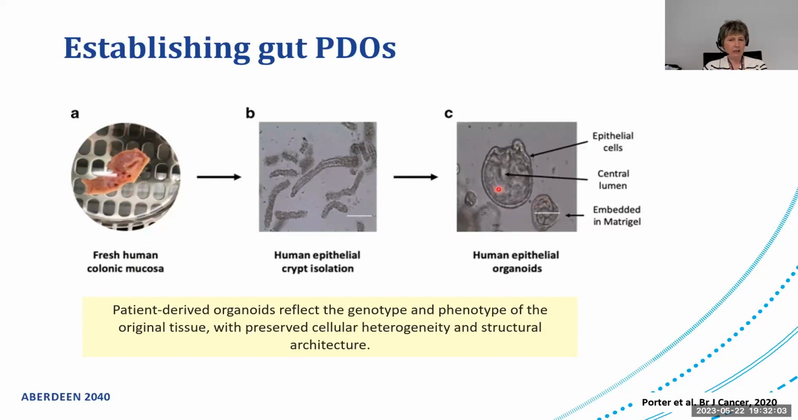And when they were put into 3D culture, you could see the development of these human epithelial organoids, which had the epithelial cells around the outside and a central lumen, which is very reminiscent of what you see in the gut. And so these PDO models really are starting to reflect the genotype and phenotype of the original tissue. You're preserving the cellular heterogeneity and also, importantly, the structural architecture, which is associated with the primary tissue.